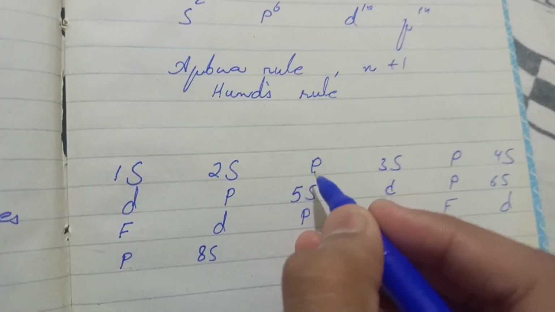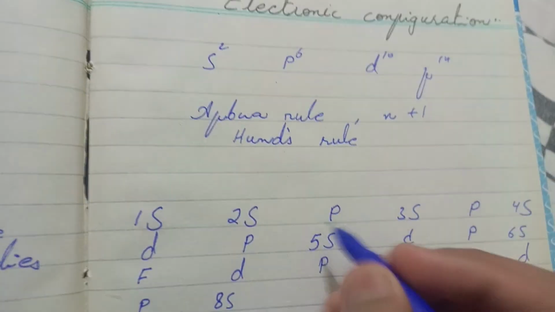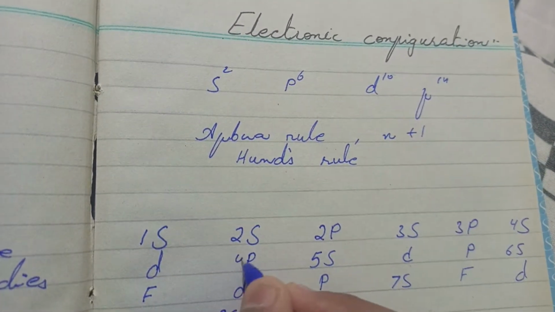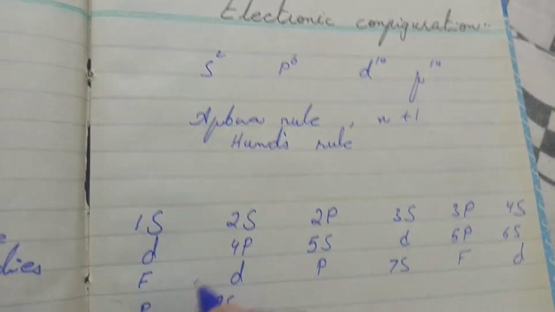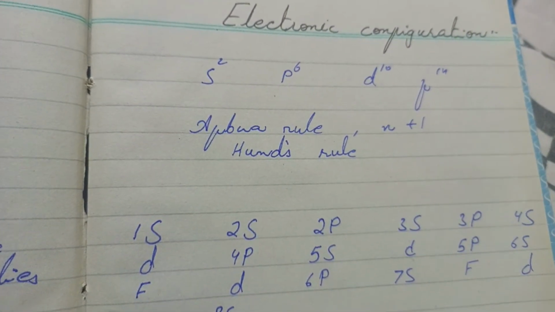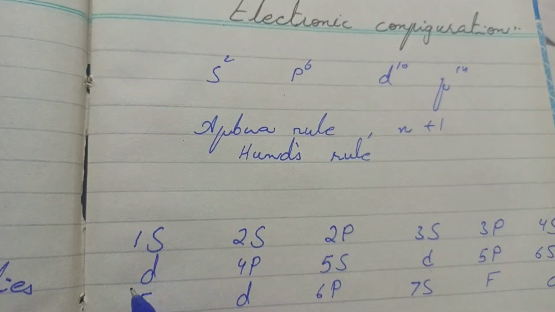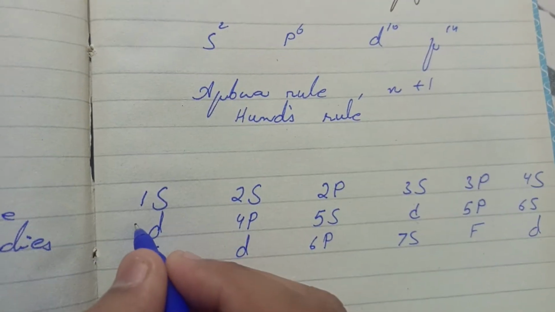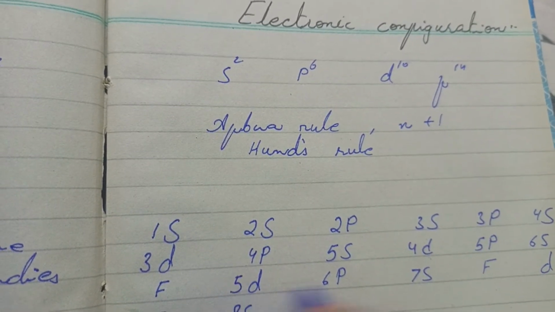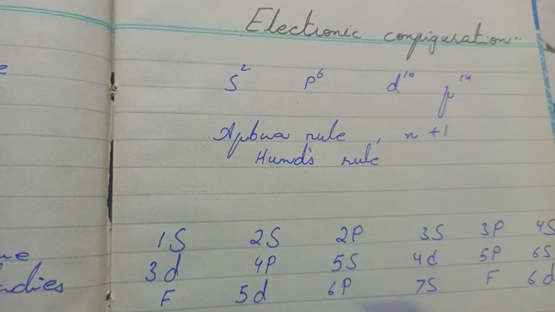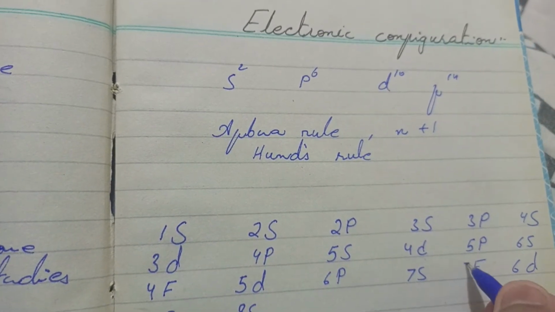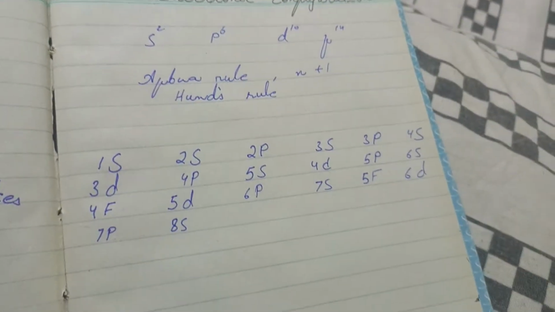Now we have the p, starting from the second, so we write 2, 3, 4, 5, 6 and 7. Then for 3d we write 3, 4, 5 and 6, and finally for f we write 4, 5. So we have written all of them here.